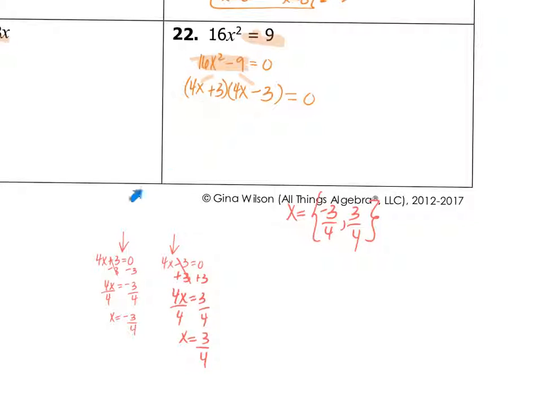So I brought my work down here. Set 4x plus 3 equal to 0 and solve that to get negative 3/4. And I set 4x minus 3 equal to 0 and solve that to get 3/4. So my two x-intercepts are at x equals negative 3/4 and positive 3/4.